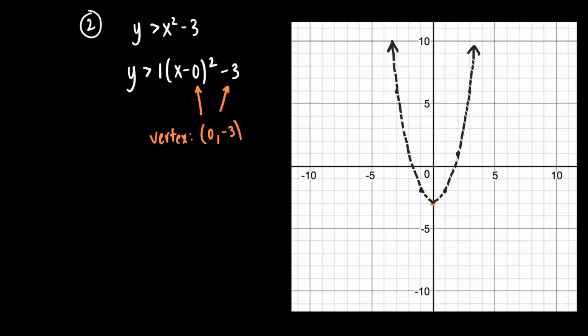Could look a lot better, but you get the idea. All right, so that's a dashed line. And now, since we only want the y values that happen to be greater than x squared minus 3, and anywhere along this curve is where the y values are equal to x squared minus 3, anything that falls above this parabola would be in our solution set.